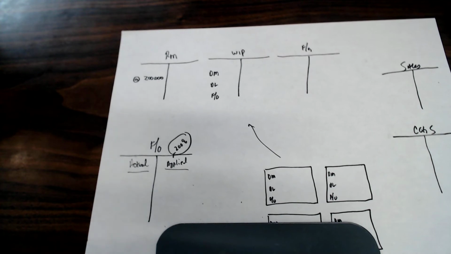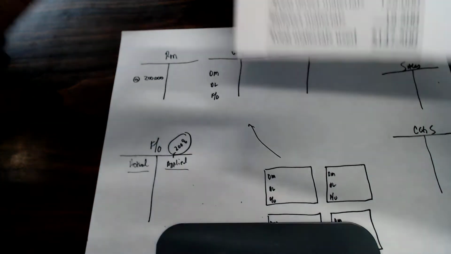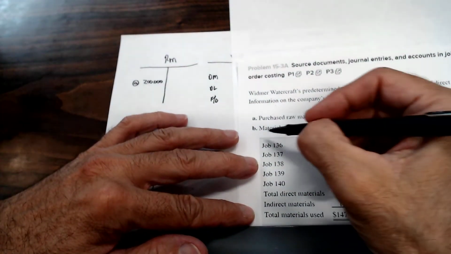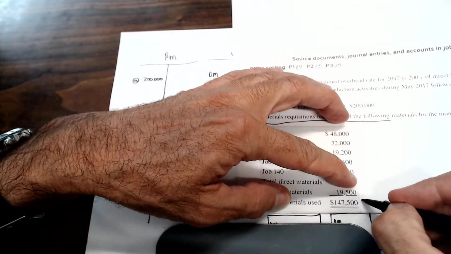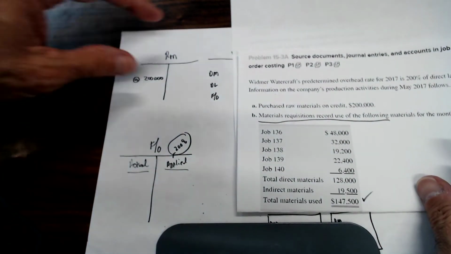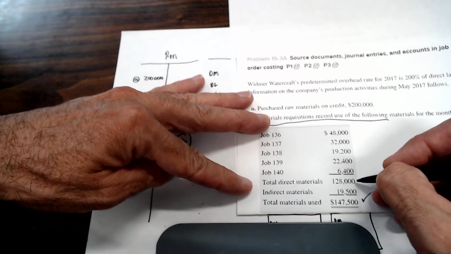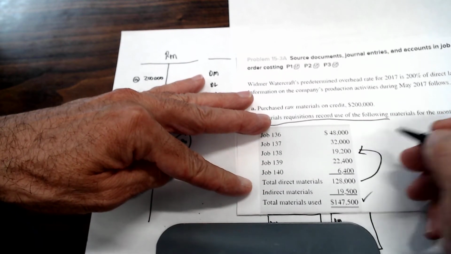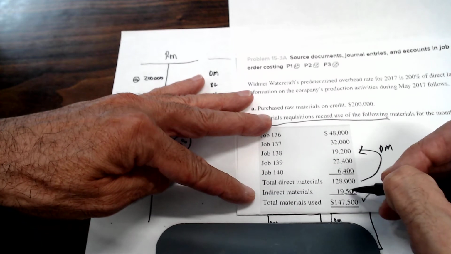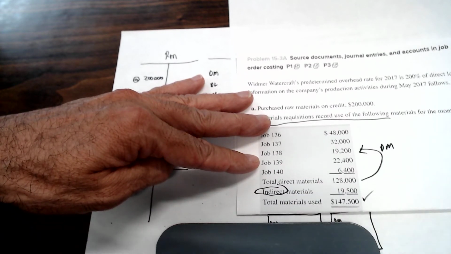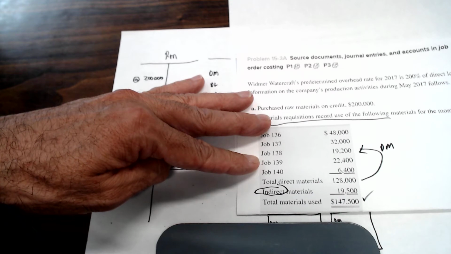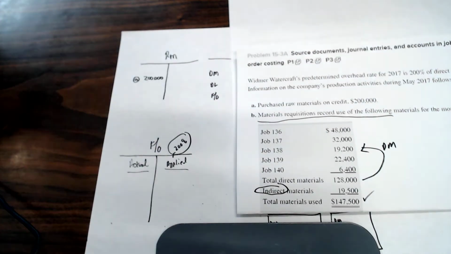B, material requisitions record use for the month. This is what they're saying: the material requisition shows that a total of 147,500 was taken out of raw materials. 128,000 can be traced directly to jobs. That's direct materials. And 19,500 cannot. Those are indirect materials that were used. Either they are so small they didn't want to trace them to jobs, or they just don't go to jobs. So I need to record those.